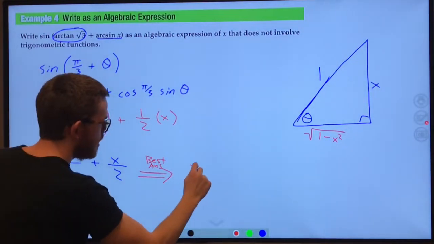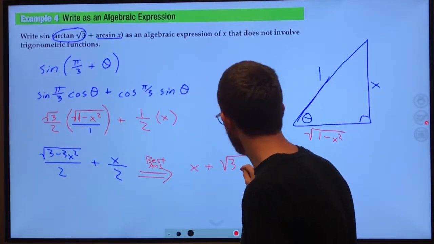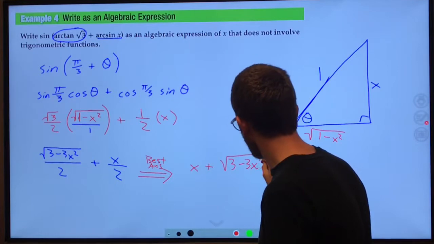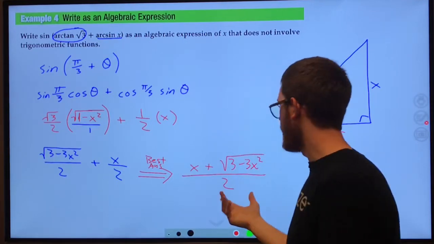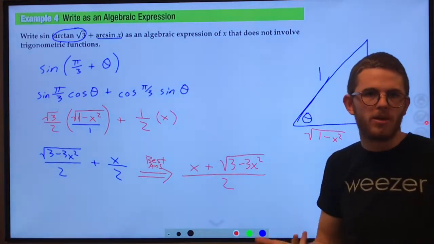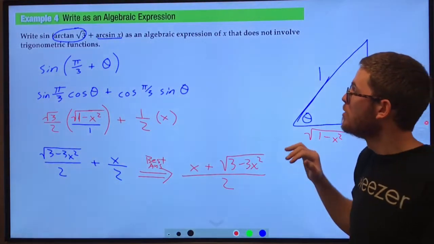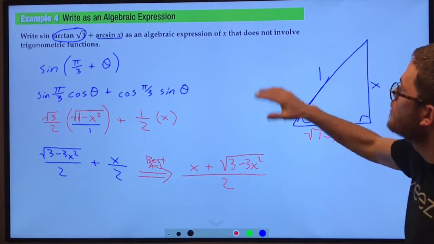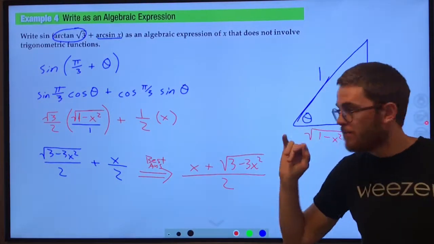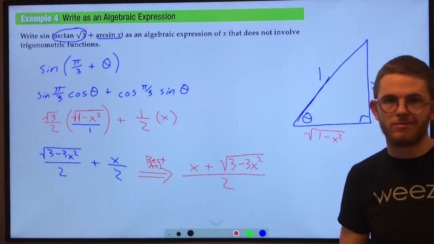But the best answer would be x plus root 3 minus 3x squared, over 2. I think that's the best answer, putting that x in front so it doesn't get confused about being under the radical or anything like that. Best answer right there. We've made it a single algebraic expression with x that does not involve trig functions. Look at us. Killing it.